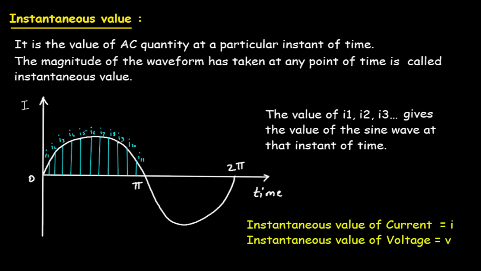Now let's look at the second sentence. The magnitude of the waveform as taken at any point of time is called instantaneous value. The word magnitude here simply means how much or the size of the value. Is it 5 volts? 10 amps? Minus 3 amps? That number is the magnitude. And a waveform is simply a picture or a graph that shows us how a quantity changes over time. So, this second sentence is just another way of saying the same thing. If you look at the picture of the change in current, the waveform, and you pick any single point in time, the height of the wave at that exact point is its instantaneous value.